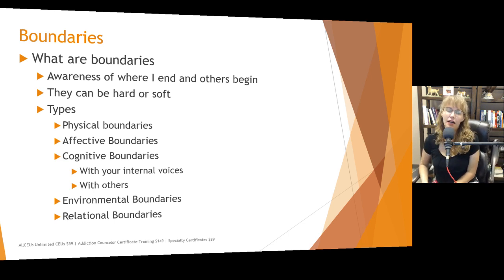Affective boundaries. You know, this is where it gets a little bit grayer. It's a little bit harder to define affective boundaries. But basically, when you have affective or emotional boundaries, that means you know what your emotions are. You know how you feel about something. You know how you feel in general. And you can empathize with someone else who may not feel the same way, but it doesn't have to change your feelings.